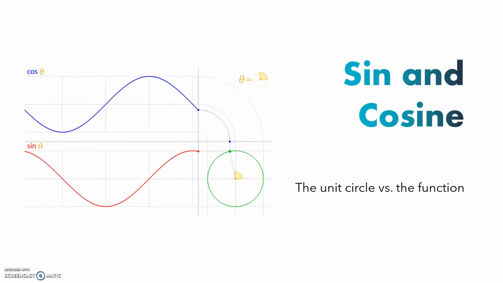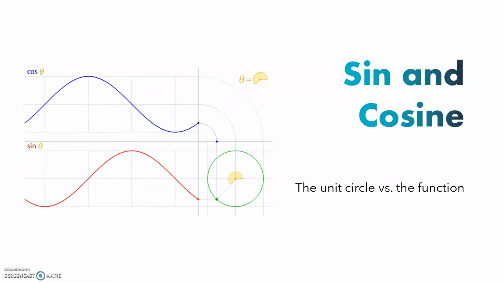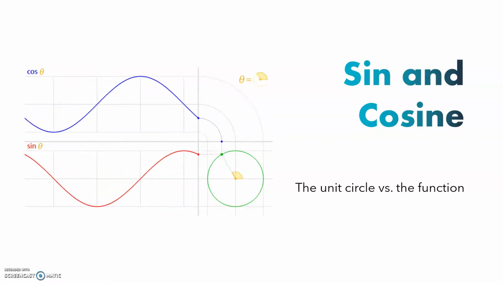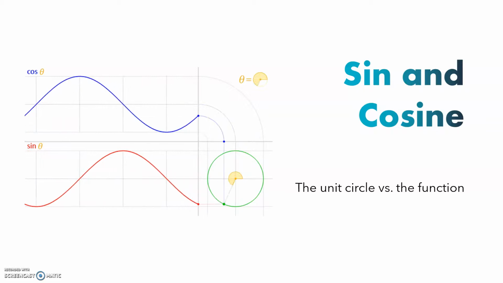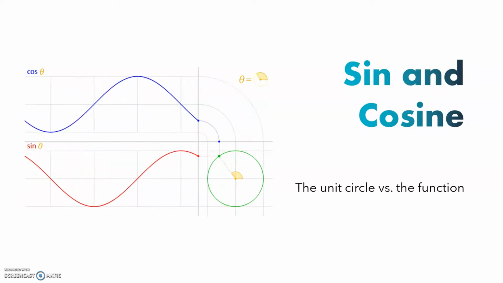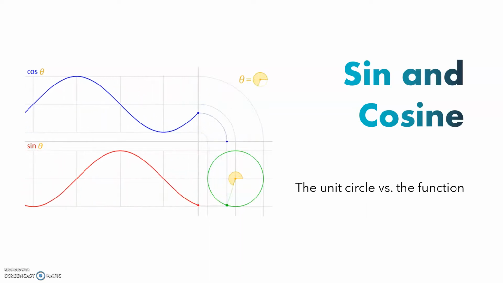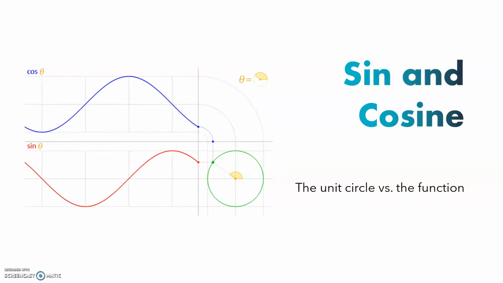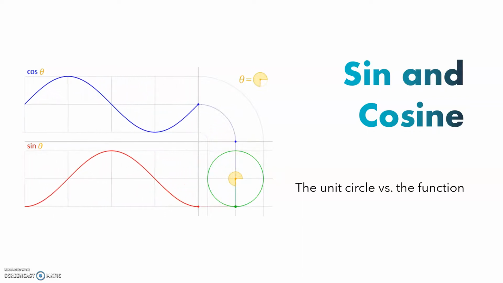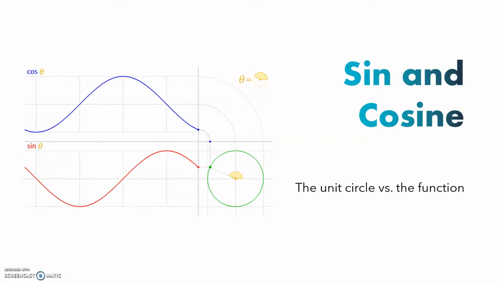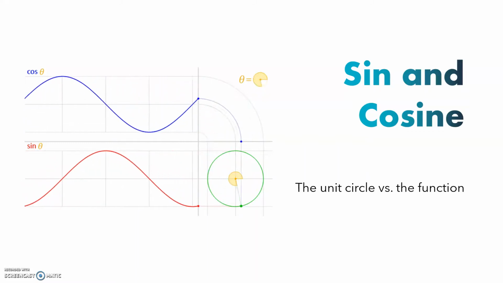When we're at 0 on the unit circle, the x-coordinate is 1. So the cosine function has a y-intercept of 1, while the sine function has a y-intercept of 0. All right. So I just wanted you to see how it's related to the unit circle. As the angle changes, the x-coordinates and the y-coordinates are both changing, and those are creating our two functions.